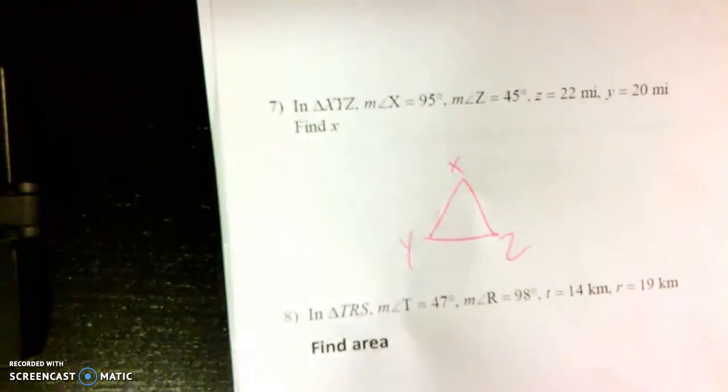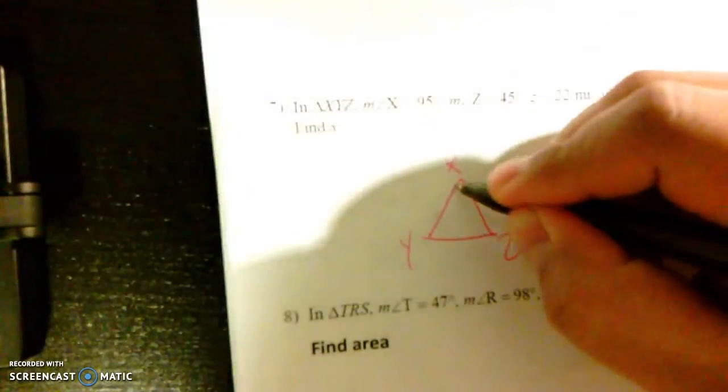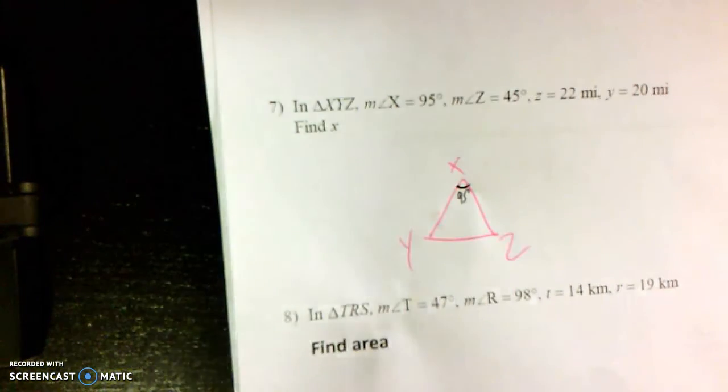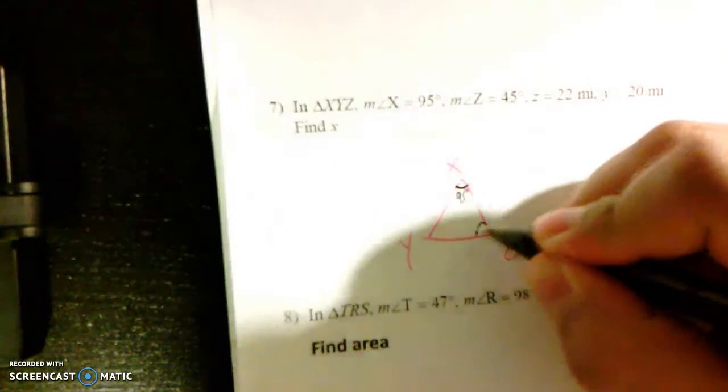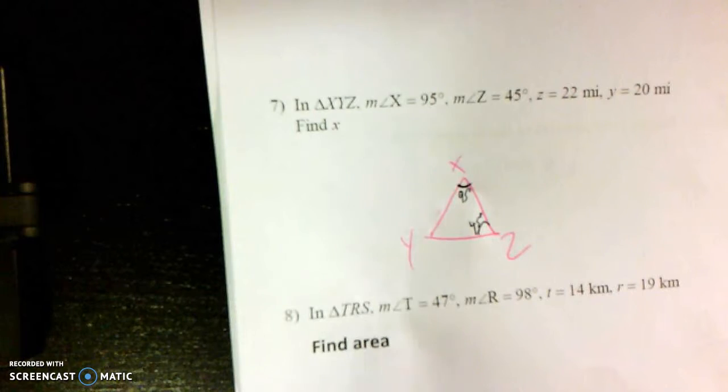So we've got to label angle X 95 degrees. So that's got to be the correct placement. So that's 95 degrees. Angle Z is 45. So obviously this picture is way off, but that's fine. And side z is 22.